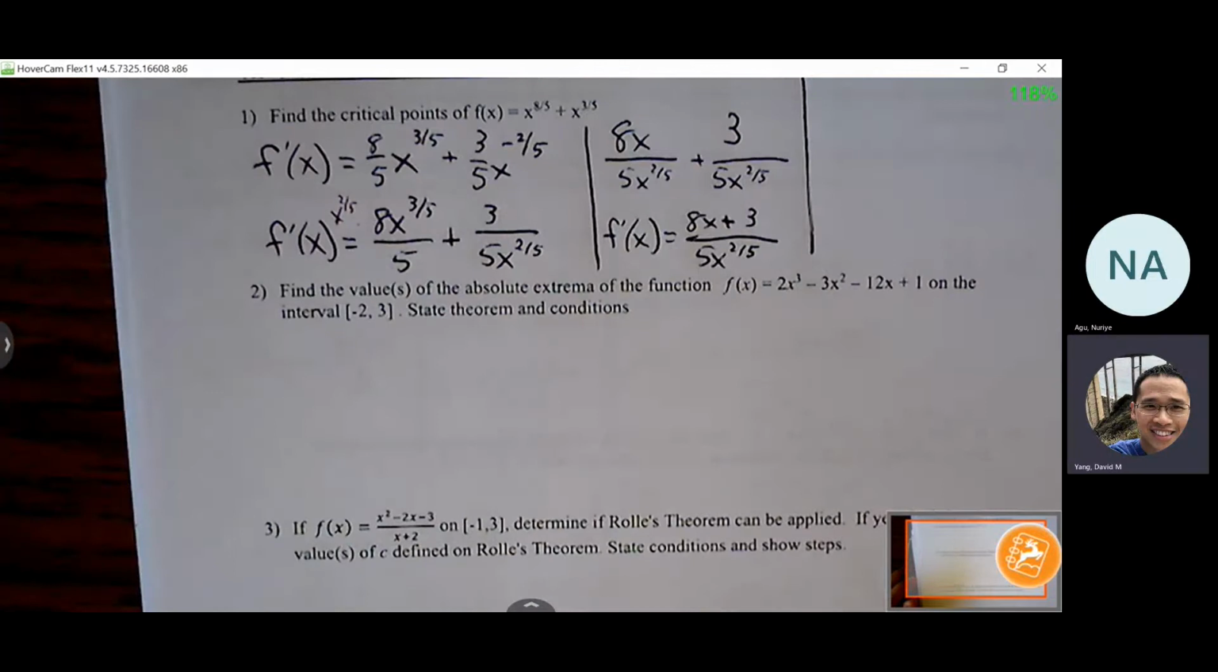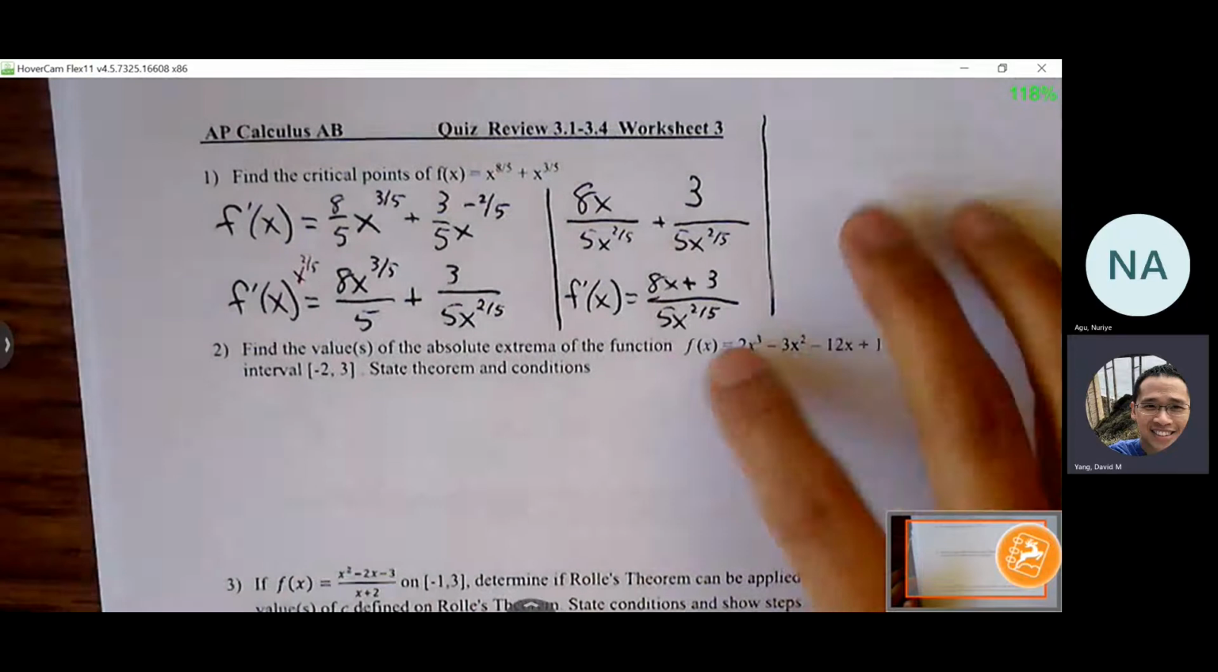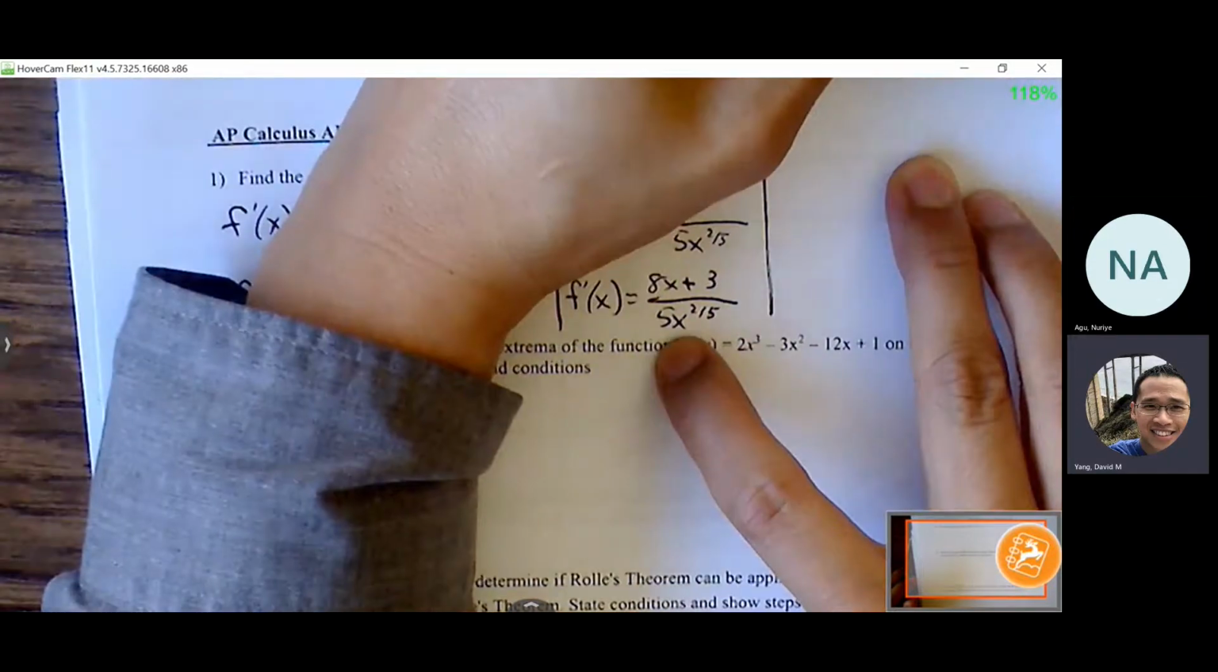Okay, any questions so far? Okay, so now we're going to find our critical points. We're going to set the numerator equal to 0, and then separately, we'll set the denominator equal to 0.